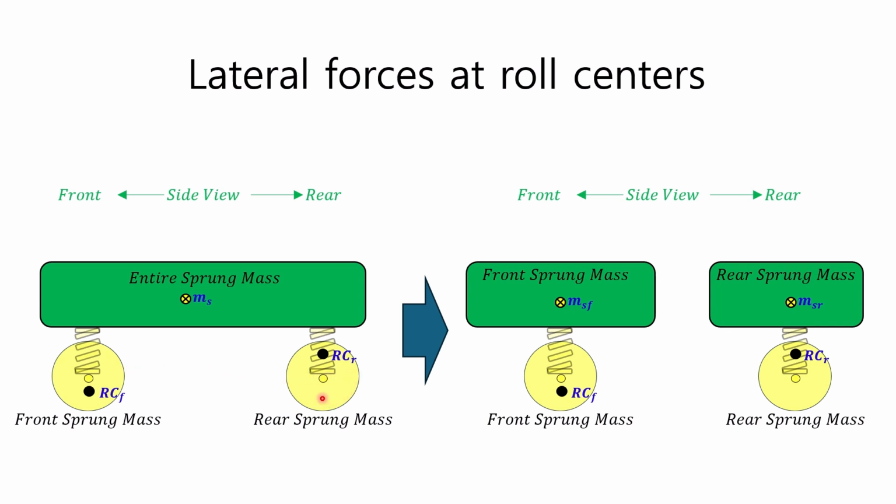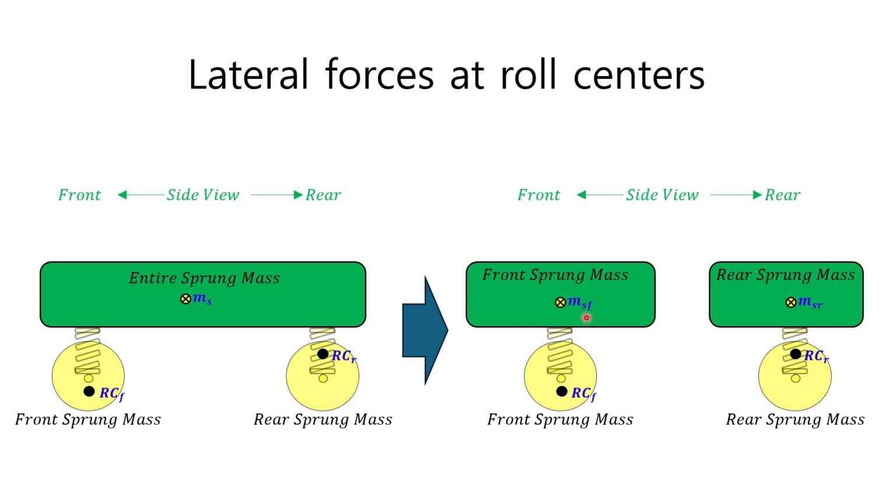When calculating the moment acting on the roll centers of the front and rear suspensions, it is correct to treat the sprung mass as a single rigid body because the front and rear suspensions share one roll angle as the same value. However, since the lateral forces acting on the roll centers of the front and rear suspensions are calculated by multiplying the corresponding sprung mass supported by the front and rear suspensions by the lateral acceleration, the entire sprung mass must be divided into the sprung mass MSF supported by the front suspension and the sprung mass MSR supported by the rear suspension and used in each calculation.